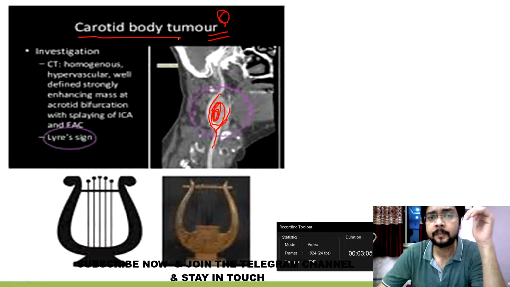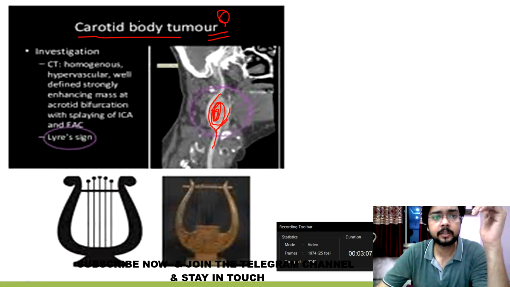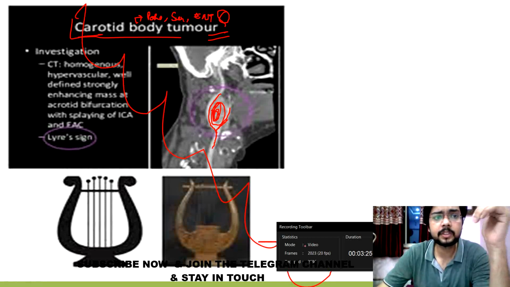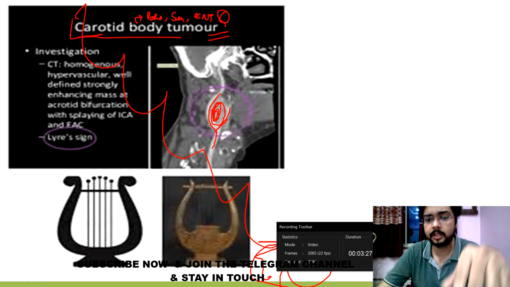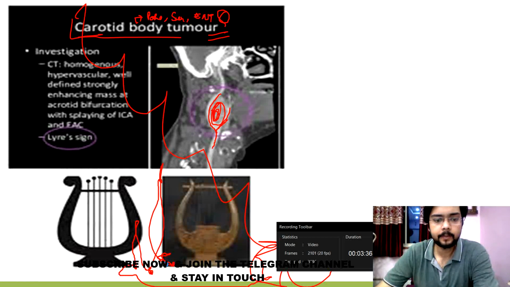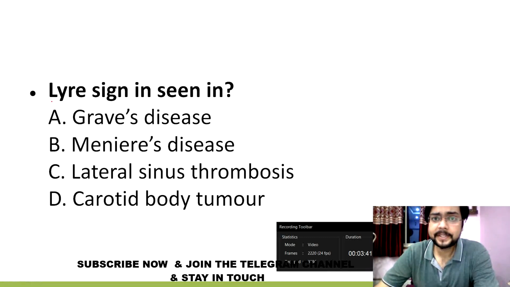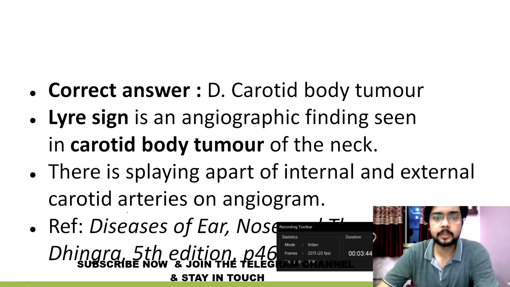So basically this tumor is the carotid body tumor, and this is a topic that has questions from each subject. If you say pathology, yes. If you say surgery, yes. So this is an important and high yield topic for you to know. So what is this sign? This sign is called Lyre's sign. And what is this tumor? This tumor is carotid body tumor. So Lyre's sign is seen in carotid body tumor, right?